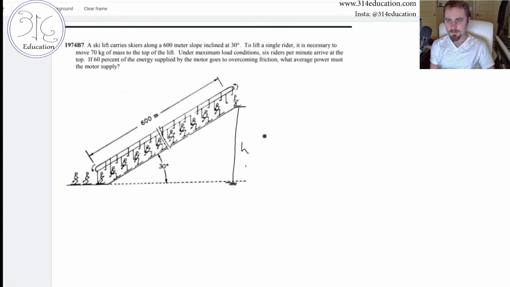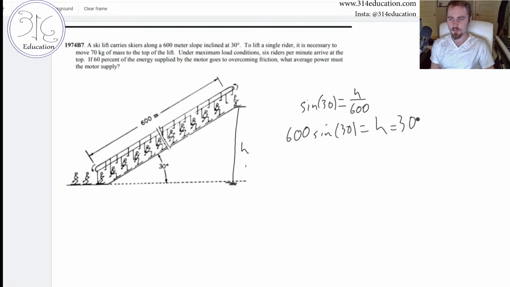So our height is then going to be our hypotenuse. So the sine relation of 30 degrees gives us our opposite over our hypotenuse. So 600 times the sine of 30 equals h, which should be 300 meters, I believe. Quietly double check that.